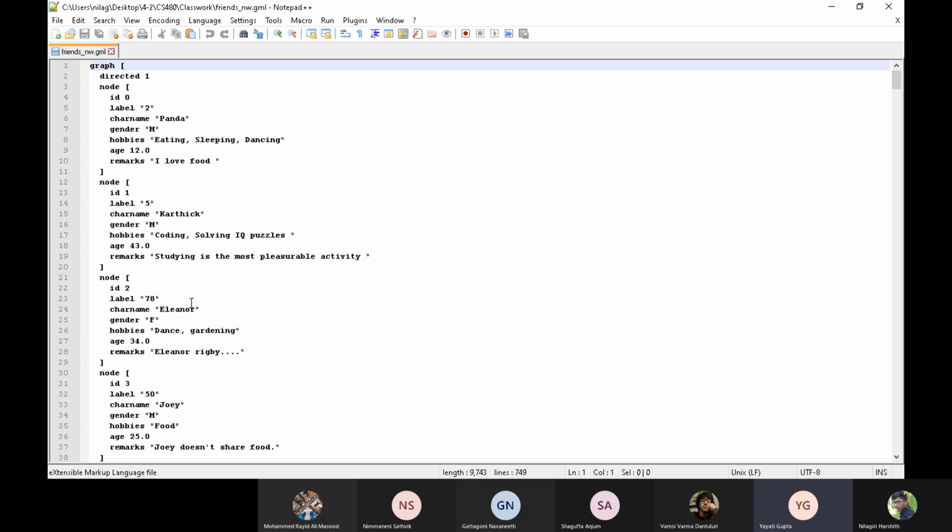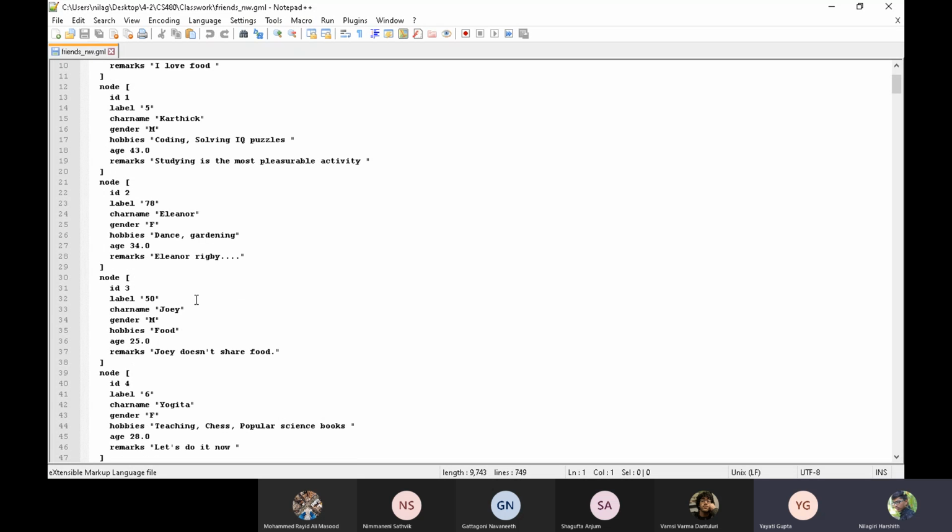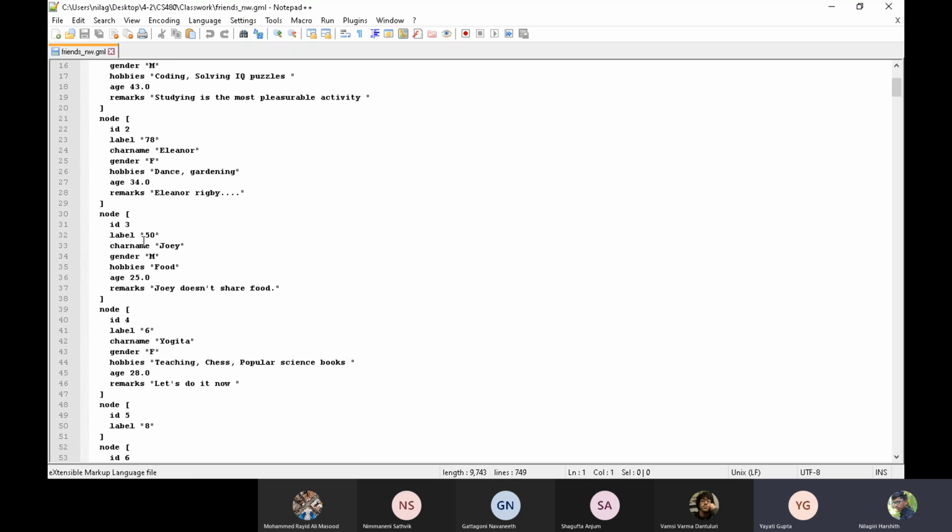Ma'am. Okay. So see here. With ID 0, we have all the attributes. With ID 1, we again have all the attributes. Come down. So ID 3, we have Joy. So he has all the attributes. So what is happening? He actually hasn't recommended any friend probably.